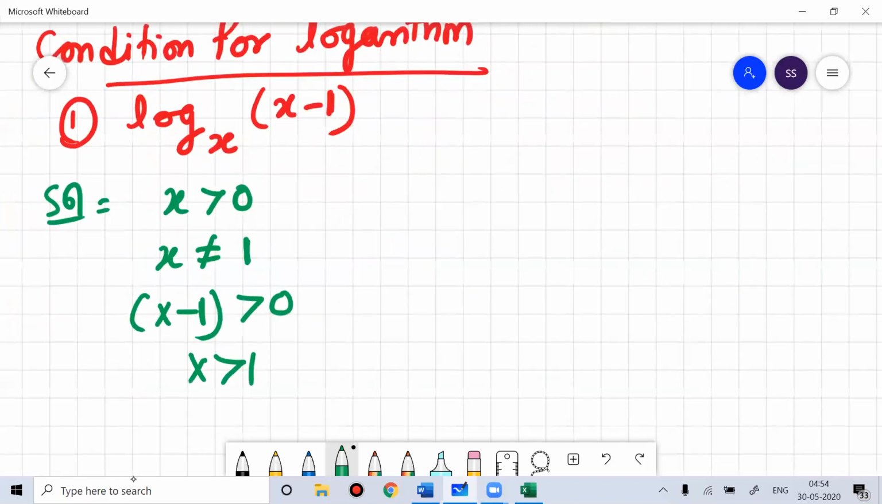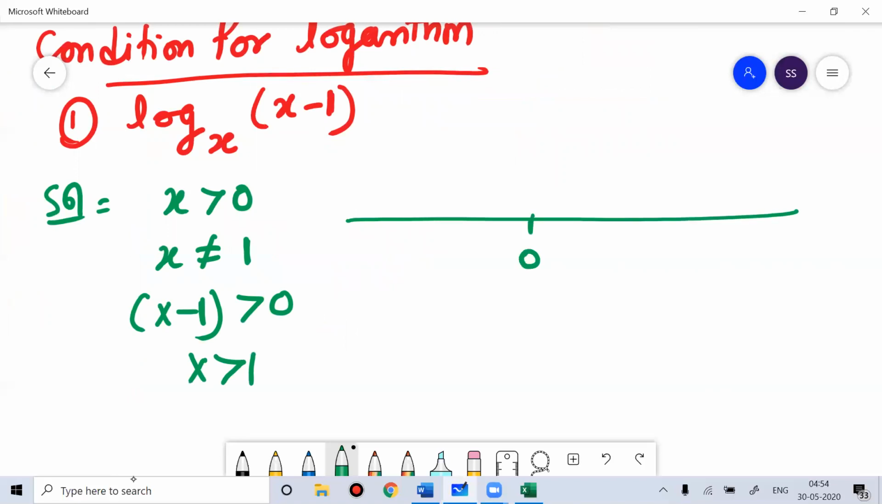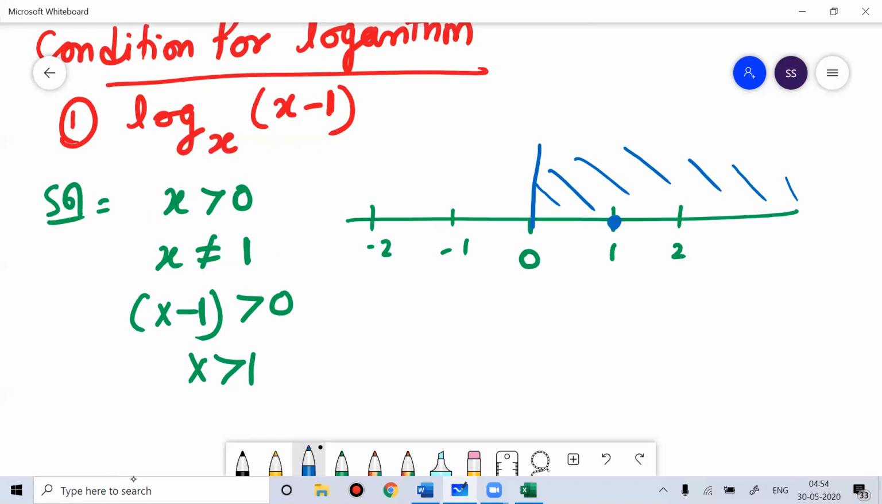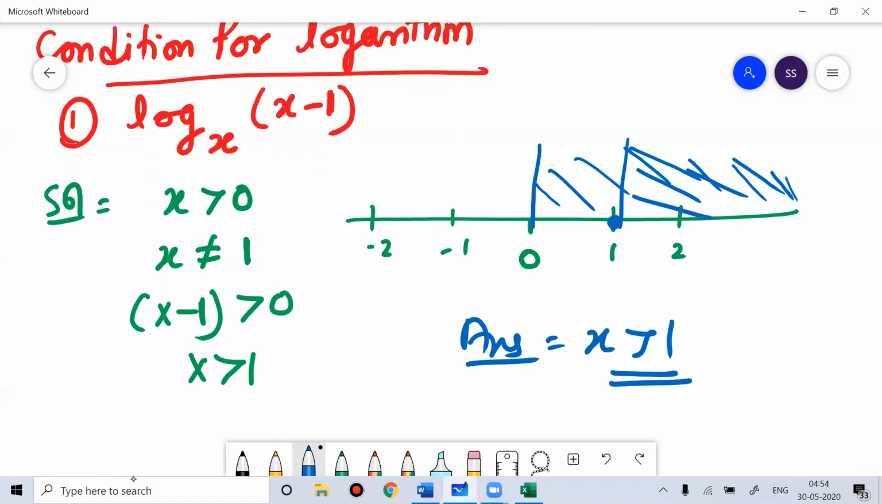So if I plot a number line, this is 0, this is 1, this is 2, and this is minus 1, minus 2, like this. x should be greater than 0, x should not be 1, and x should be greater than 1. So what is the intersection of all of these? The intersection would be x greater than 1. Similarly, just for your practice, I'm doing another question.